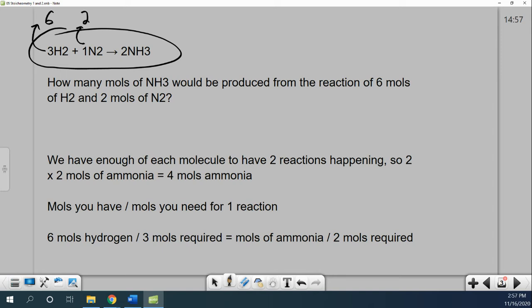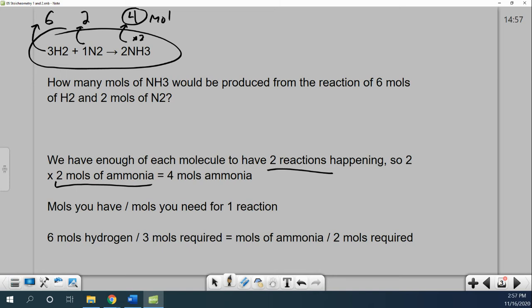What if I double both of my reactants? If I double both my reactants, what should happen to my products? Well, I should probably double as well. I should end up with 4 moles of ammonia. Right? So we have enough of each molecule to have 2 reactions happening. So if I have 2 reactions happening, 2 sets of H2 and 2 sets of N2, I get 2 sets of 2 moles. I'd end up with 4 moles of ammonia.